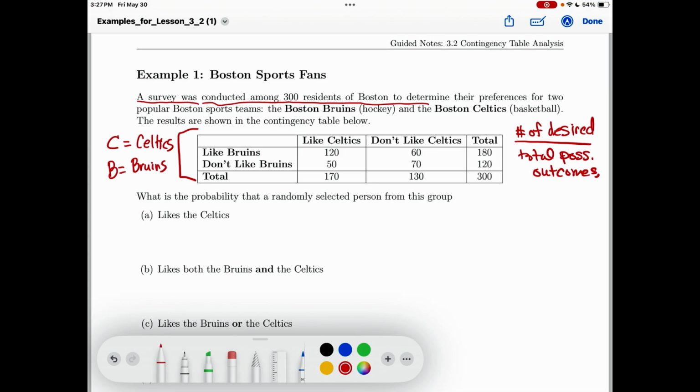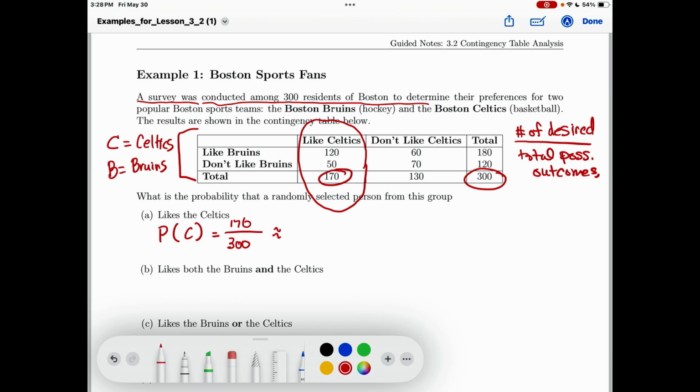So in part A, we're looking for the probability that if I randomly select someone from this group of 300 people, the person is going to like the Celtics. So our probability notation for that would be P, and then in parentheses, we would have C, the probability that someone's going to like the Celtics. So what we're going to do is look at how many people like the Celtics. That would be this column right here. It's a total of 170. So 170 is our number of desired outcomes. So that's 170 out of the total of everyone, which is 300.